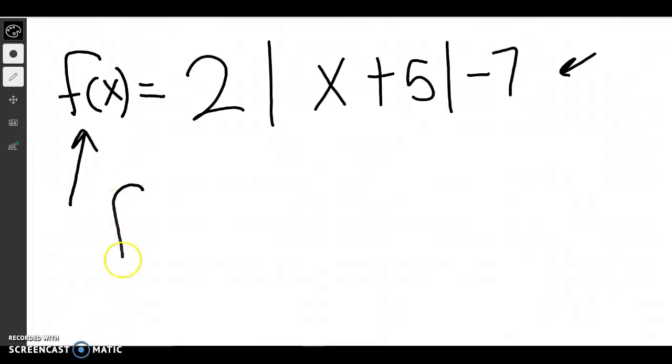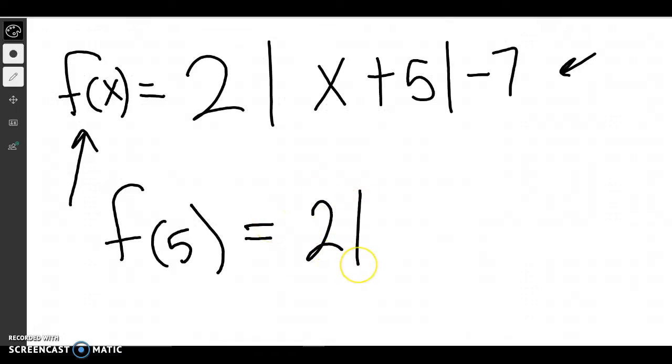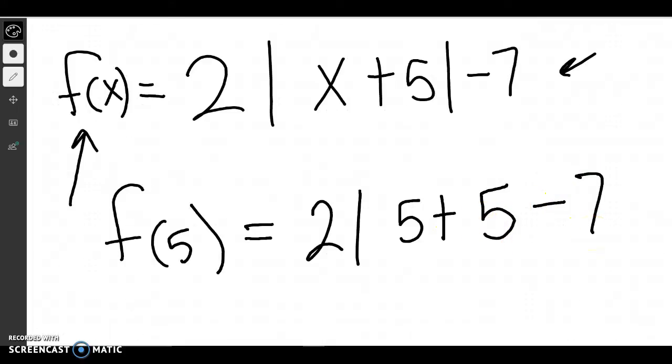So let's say I've been given the problem f of 5. So here's what that's saying. Instead of writing x, I'm going to write 5. So I'm going to plug in everything and see what I get. I'm going to come over here, go 2, 5 plus 5 minus 7. So I've now plugged that in.